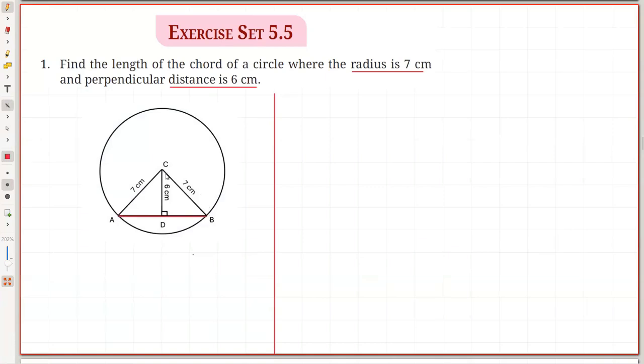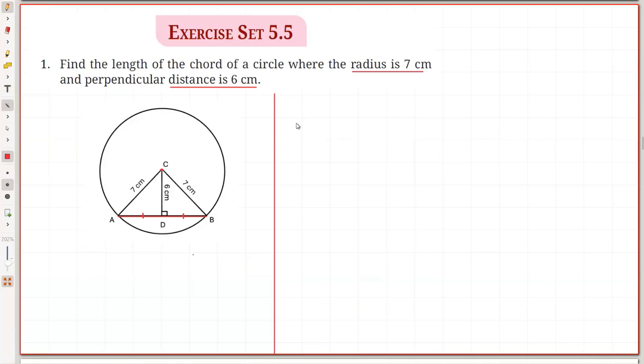According to the theorem, the perpendicular drawn from the center to the chord bisects the chord. Bisect the chord means we can say AD is equal to DB. For finding AB, if you find AD, then multiplying by 2 you will get AB. So I have to find AD first. As this is a right angle triangle, I can use Pythagoras theorem. This is 7, this is 6.